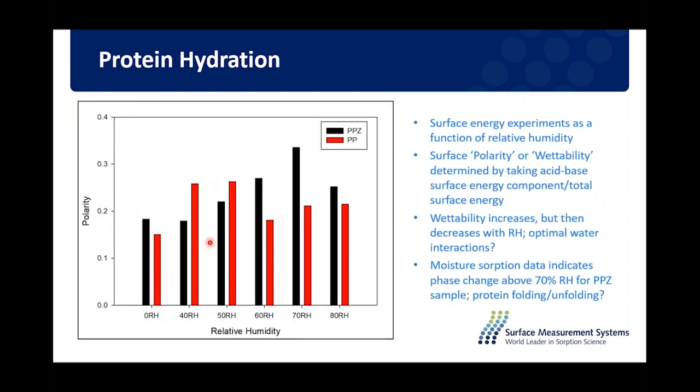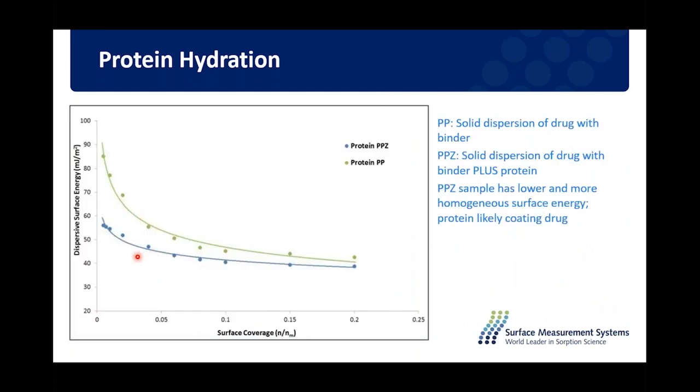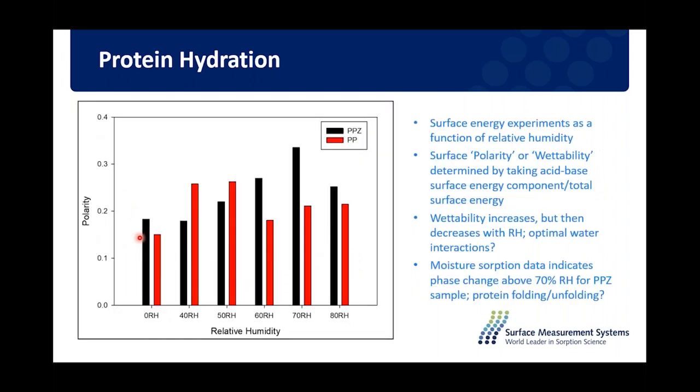And we can do these experiments again at different relative humidities. We can see these are looking at the polarity, which is the ratio of the dispersive component to the acid-base component. I didn't show all the details, but if you want the full details, ask for that, and we can provide the study for you. So we can look at 0% relative humidity, 40%, 50, 60, 70, 80%, and so on.